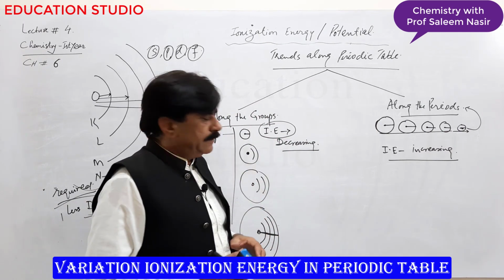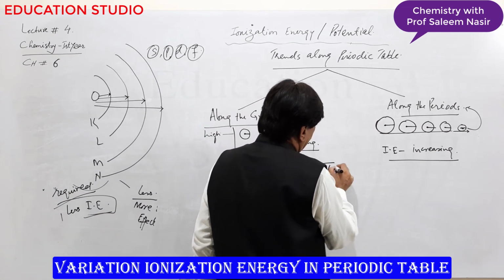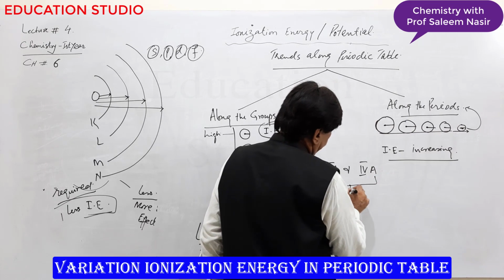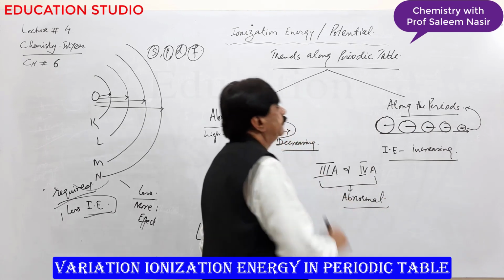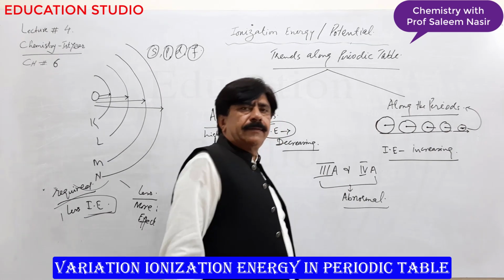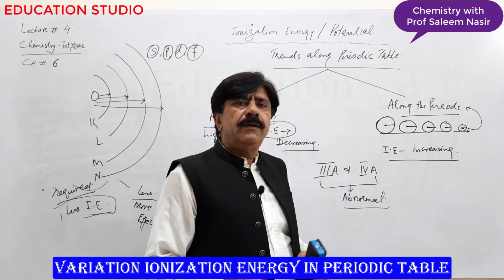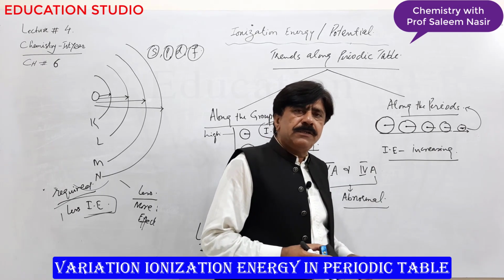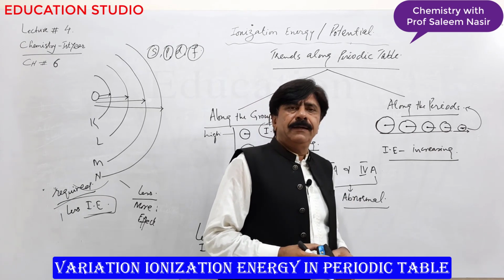But one thing is abnormal: this trend for group 3A and group 4A is abnormal. The reason behind this is, if we take the electronic configuration of the elements of these two groups, then we will be able to understand why their ionization values are abnormal. So it will be studied later.